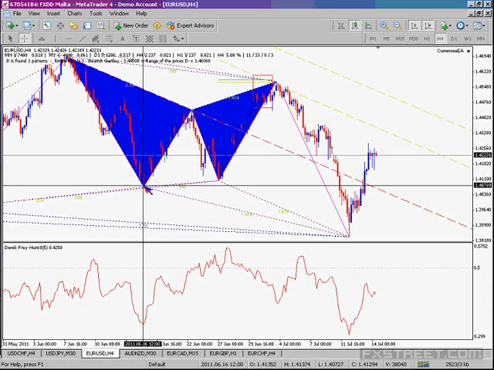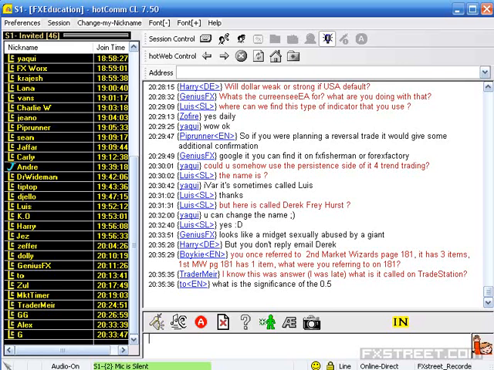Could someone use the persistence side of it for trend trading? Yes, that's what we just went over. And yes, sometimes it's called IVAR. Mine has definitely had the name changed and been modified a little bit, but it's pretty much standard issue. We can go down the time frames too if you like.